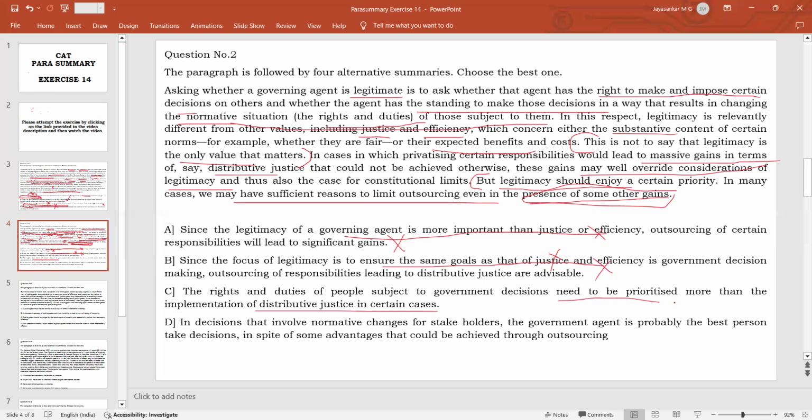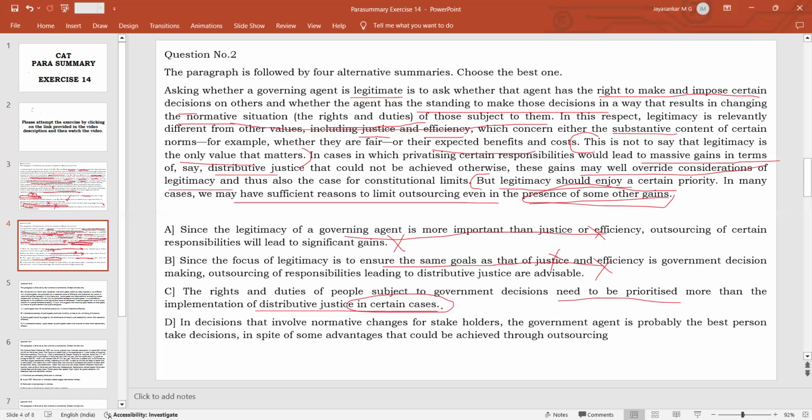Need to be prioritized more than the implementation of justice. What the passage is saying is, whenever a lot of gains in distributive justice are available, then that should be given more priority. So the option is only saying that in certain cases. In what case, it does not say. Whenever the benefits of distributive justice are very significant, then justice should be given more priority. Whenever it is not that significant, then only legitimacy should be given priority.